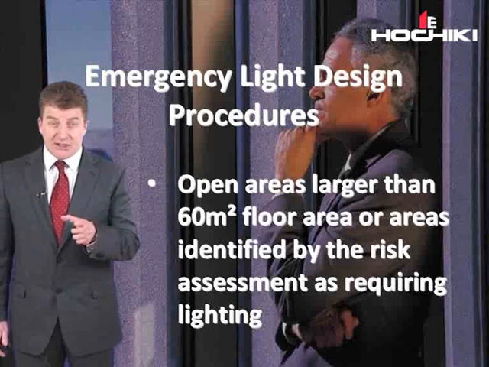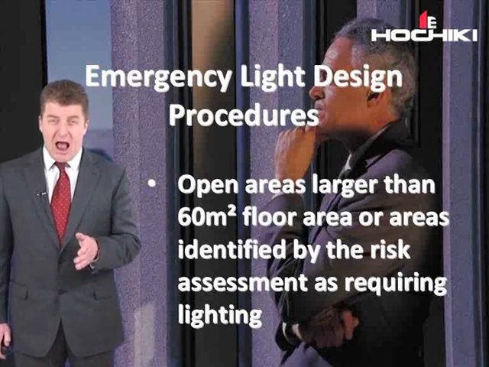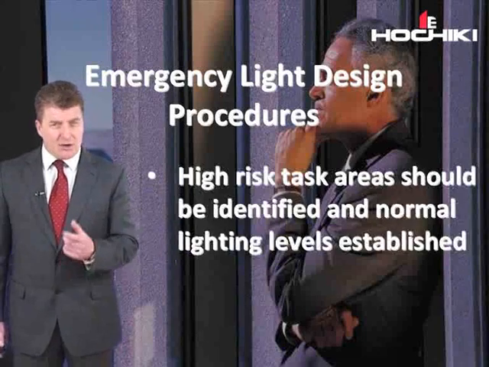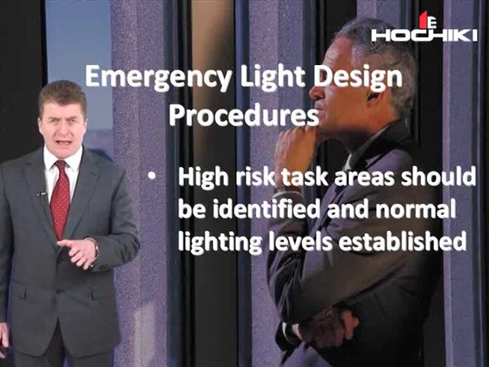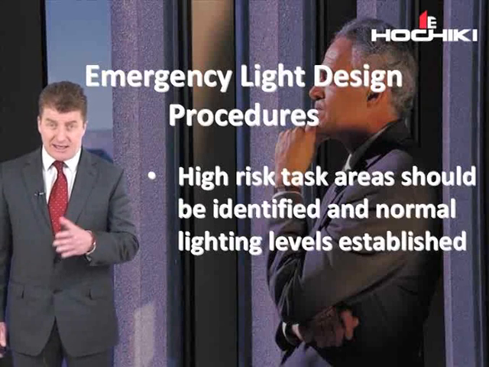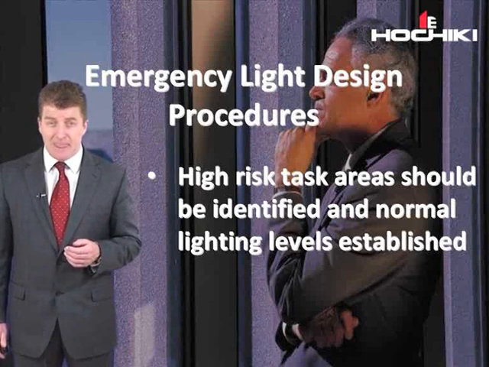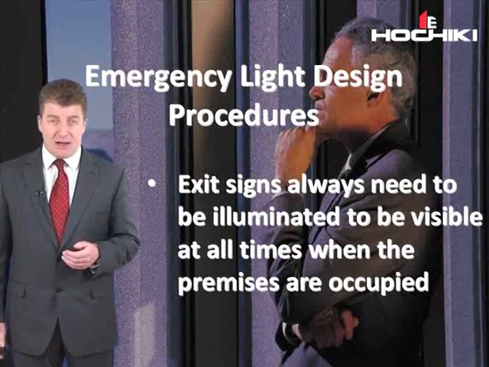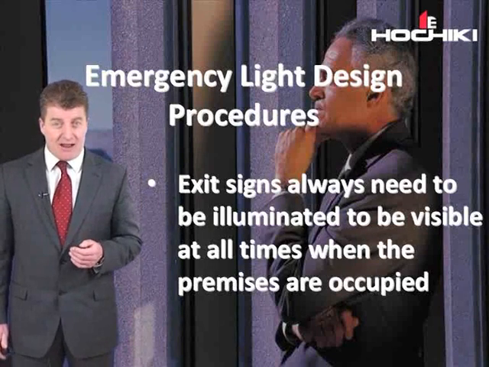Open areas larger than 60 square metres floor area, or areas identified by the risk assessment as requiring lighting. You've also got to consider that high-risk task areas should be identified and normal lighting levels established. You need to know what the normal lighting levels are to be able to identify what the high-risk task area lighting will be required. The exit signs always need to be illuminated to be visible at all times when the premises are occupied, so you need to identify that.